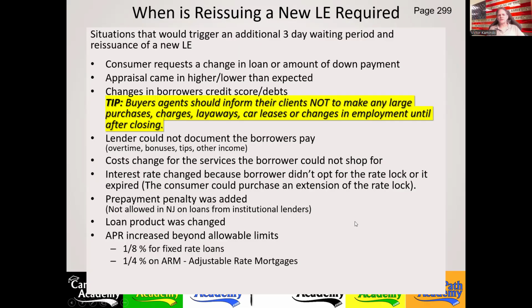These are the situations that would trigger the reissuance of a new loan estimate. And there has to be how many days between the time the loan estimate is issued and the closing? 7 days. 7 days. And it would add an additional 3-day waiting period. Yeah, go ahead. What was your question?